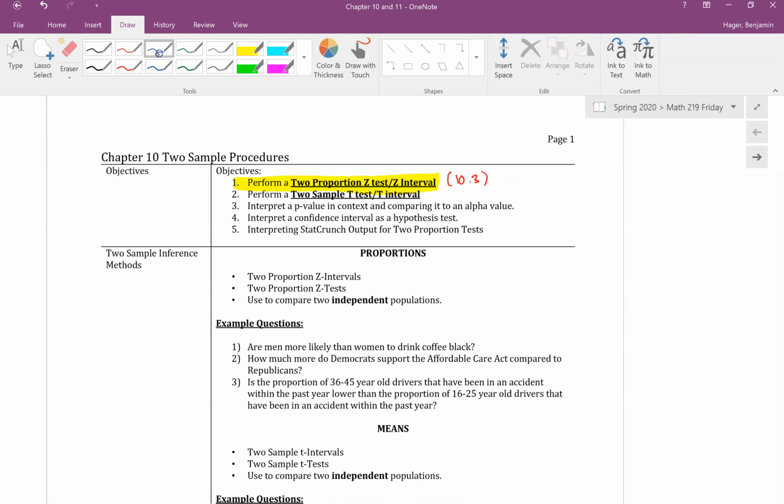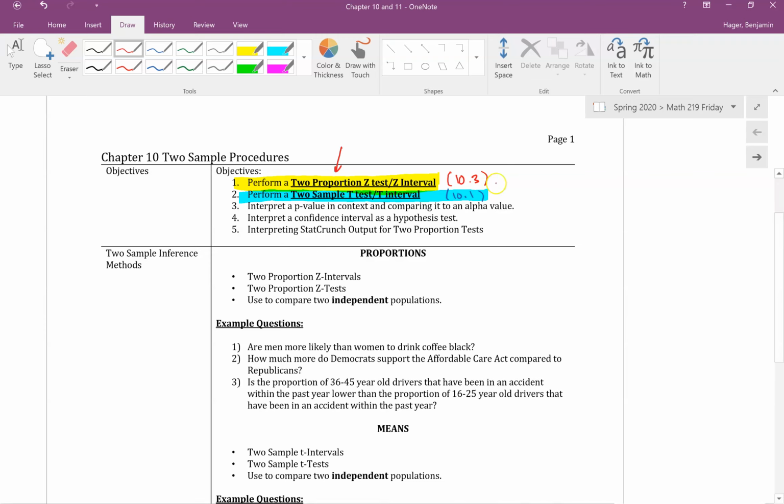All right. 10.1, which is what the homework is labeled as, but it comes second in the homework, has to do with finding the means, and so therefore t-tests and t-intervals. But in this video, we're going to focus on proportions. So again, the homework is having us do 10.3 before 10.1.